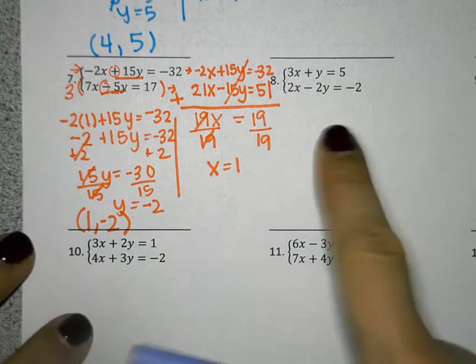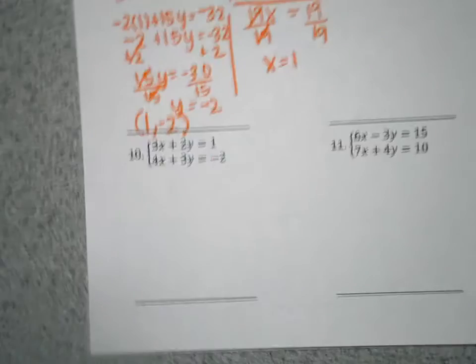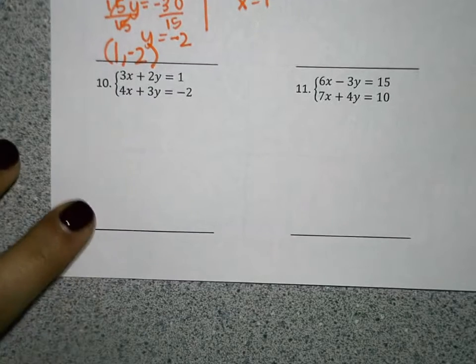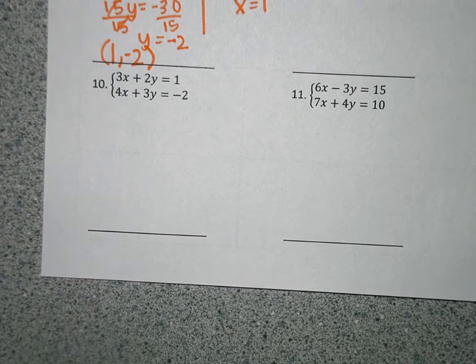So my ordered pair is 1, negative 2. Eight and 9 are very similar, the exact same thing. So let's look at number 10, and then I'll let you guys work on the rest of the problems, and the sub will put the answer key under the .cam for you to check when you are done.